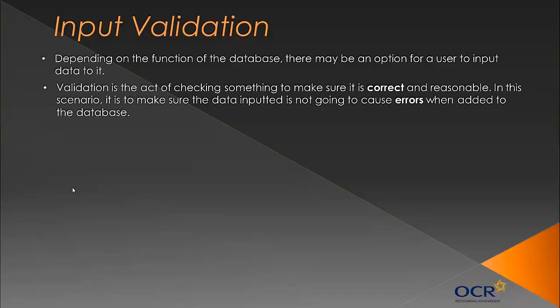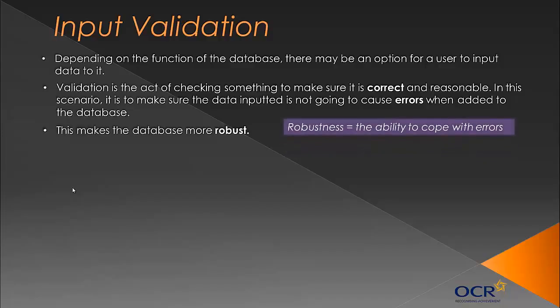And validation is the act of checking something to make sure it is correct and reasonable. So in this context with databases, it is to make sure the data inputted is not going to cause errors when added to the database. This could be many things. We're going to look at a few methods in a second, but what validation does is make the database more robust. And if you don't know what robustness is, it's the ability to cope with errors.